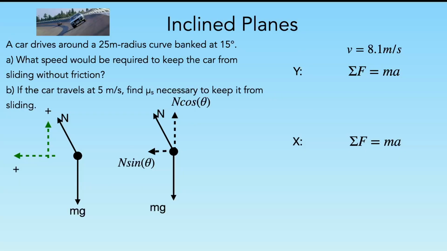Okay, so now we're going to do the second part of that problem. If the car travels at 5 meters per second, find mu static necessary to keep it from sliding. So we have the same free body diagram. We're going to break up the normal force the same way, but now we have force of friction. Again, it's going slower than the critical velocity, which was 8.1 meters per second. So friction has to act up the ramp.